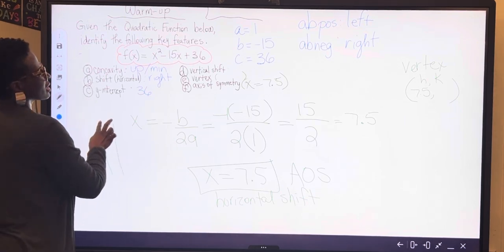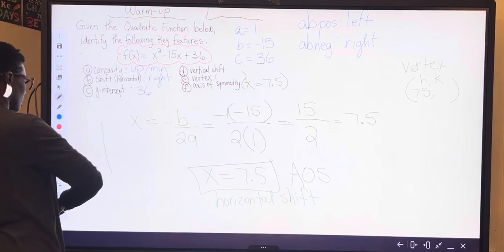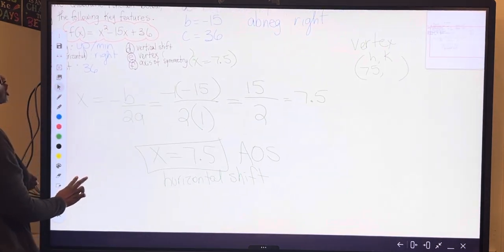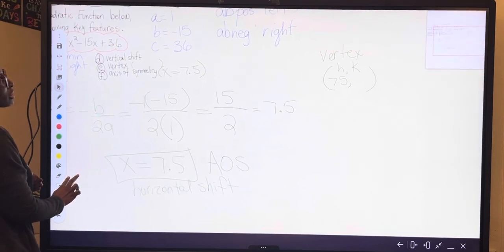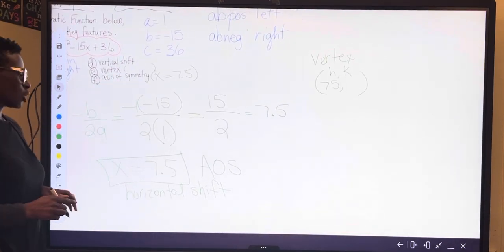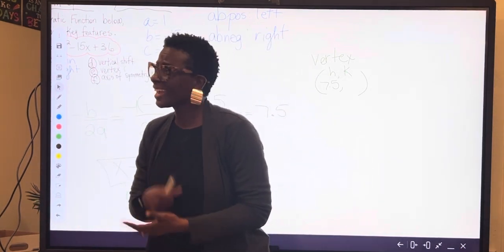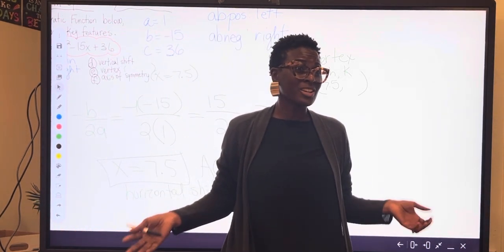Now, what do I do after this? I'm at this point, and I still need to find my vertical shift and my axis of symmetry. And my vertex. So what do I do? Plug in your X. Plug it in. Every time they give you an X, just plug it into the equation and get your Y. Just do it.